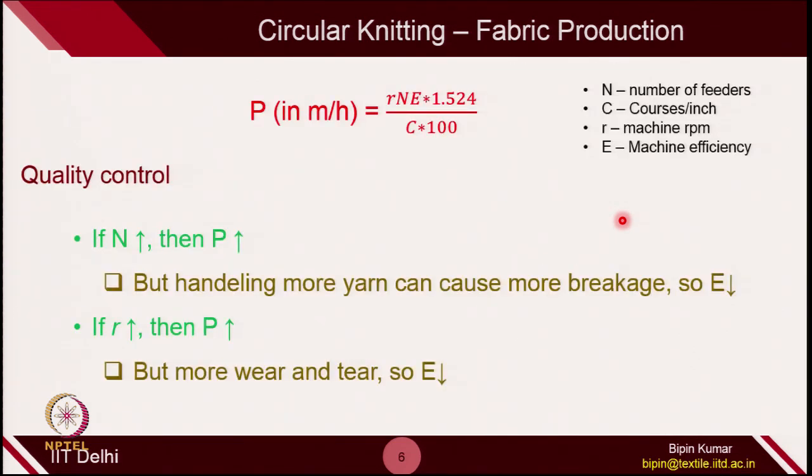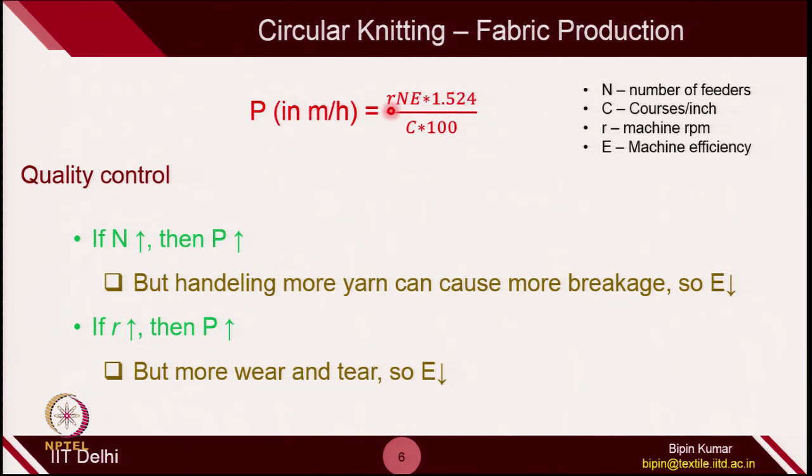Production is very important, because from the manufacturing point of view, you can anytime increase the RPM, and you can also select a higher number of feeders. But in terms of quality control, there are some glitches. If you increase the number of feeders, then obviously you are controlling more yarns. Handling more yarns can cause breakages, so efficiency will go down. The machine will be stopping very frequently.